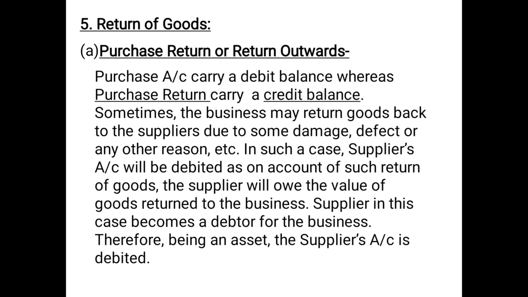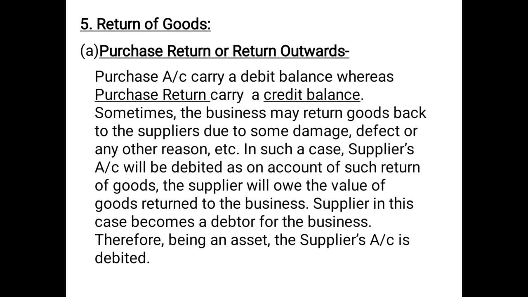For example, if a business purchases goods rupees 50,000 from a supplier, and on purchasing the goods, the business realizes that the goods are not up to the mark for, let's say, an amount of 1,000 rupees. So the business can return the goods back to the supplier. So which kind of return is this? This is purchase return for the business. That means business purchased the goods, and on not being satisfied, the business returned the goods. So this will be known as purchase return.